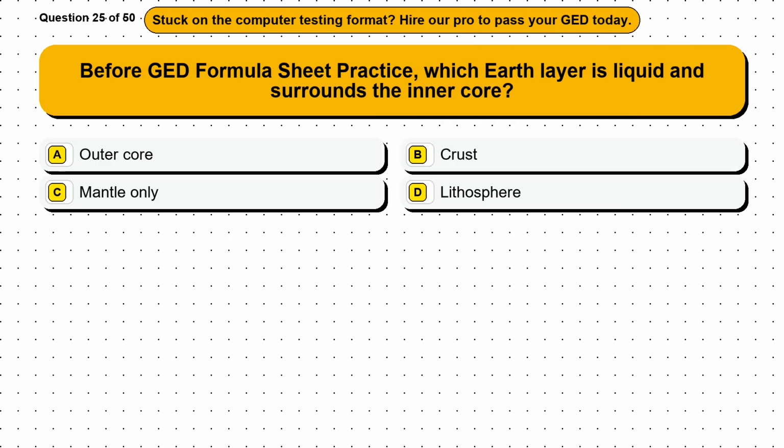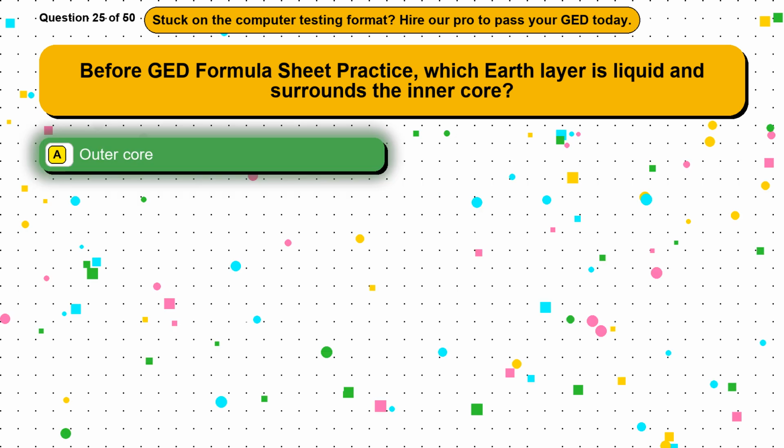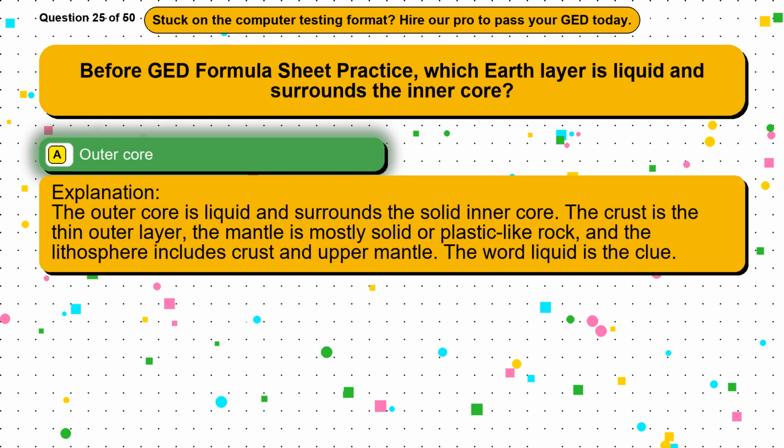Question 25. Before GED formula sheet practice, which earth layer is liquid and surrounds the inner core? Option A, outer core. Option B, crust. Option C, mantle only. Option D, lithosphere. The correct answer is option A, outer core. The outer core is liquid and surrounds the solid inner core. The crust is the thin outer layer, the mantle is mostly solid or plastic like rock, and the lithosphere includes crust and upper mantle. The word liquid is the clue.